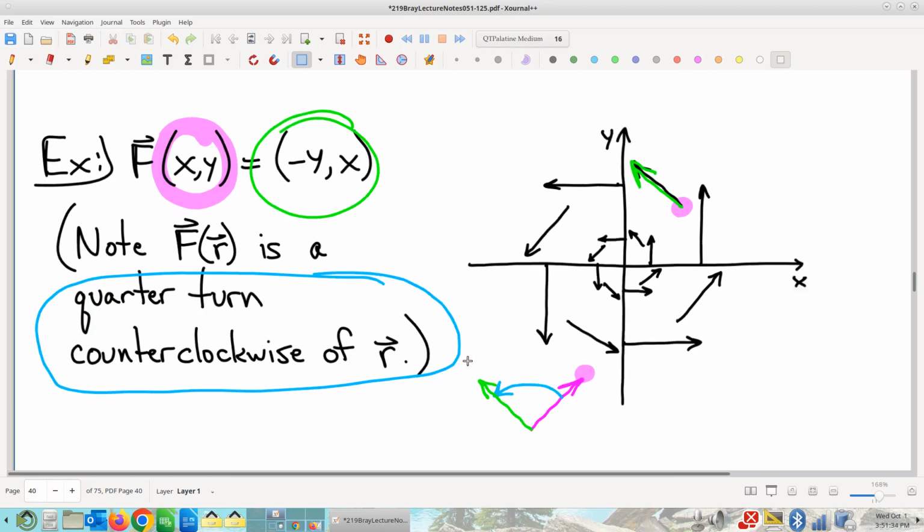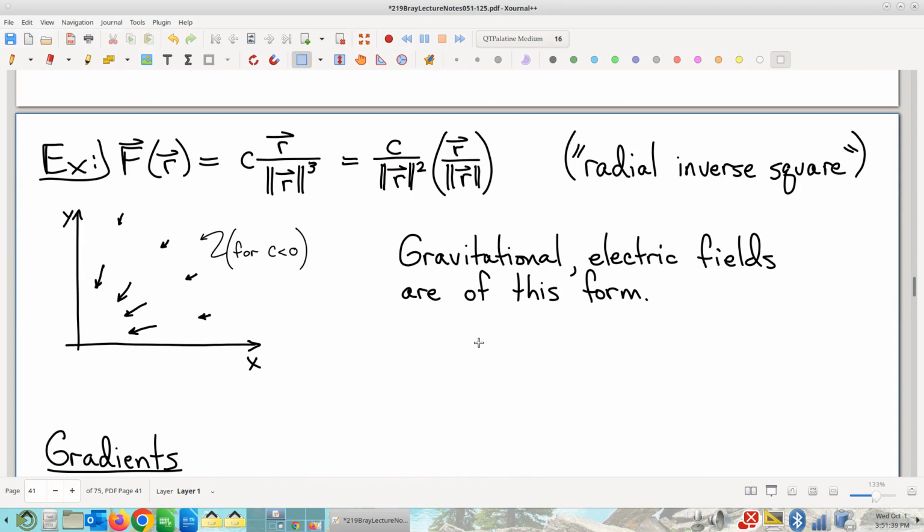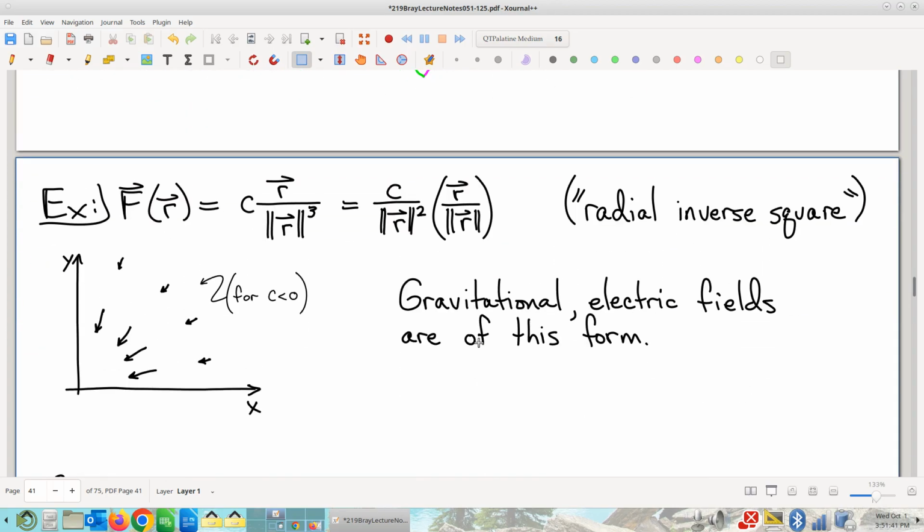Okay. Moving along. This is a really important vector field. Won't look familiar when you see it in this form. But when you do a little bit of algebra like so, that's just a little bit of algebra. Hardly anything happened. Check it out.